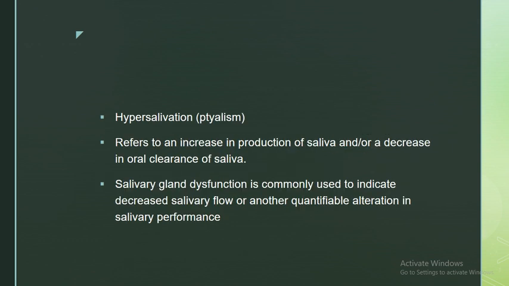While hypersalivation or ptyalism, with the silent P, refers to an increase in production of saliva and/or a decrease in the oral clearance of saliva. Salivary gland dysfunction is commonly used to indicate decreased salivary flow or another quantifiable alteration in the salivary performance.